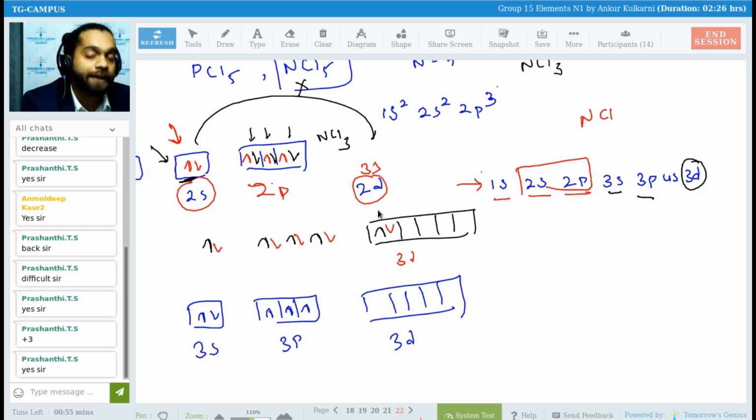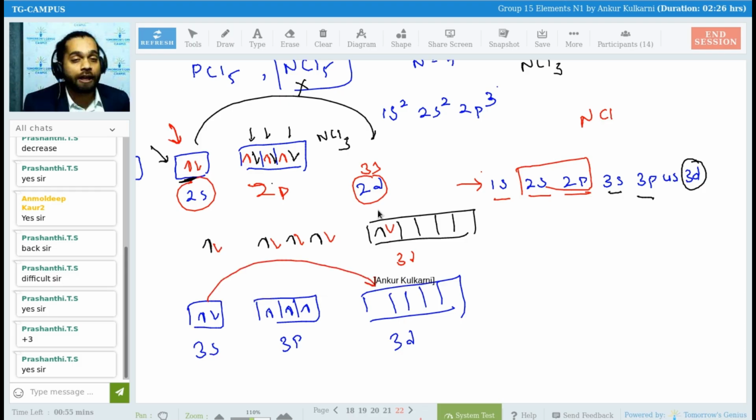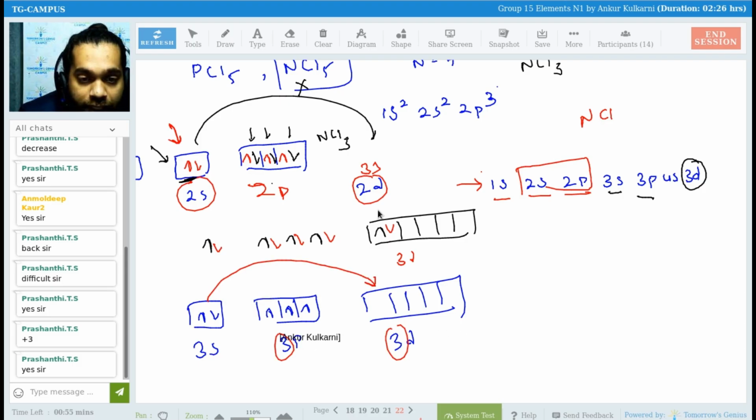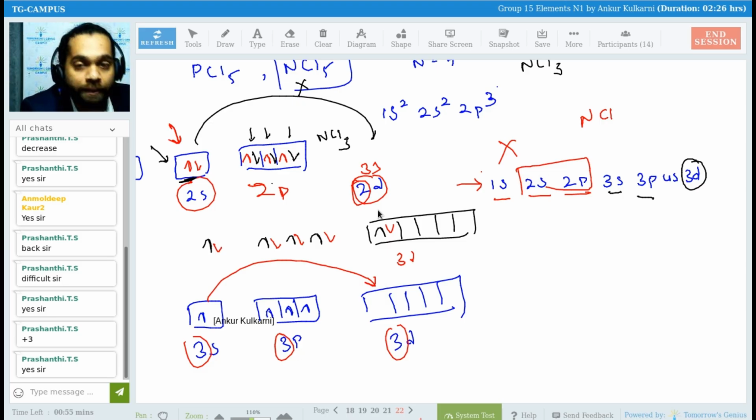Now over here, my 3s electron can jump into 3d because it has d orbitals at the same energy level, 3, 3, 3. But I do not have 2d; 2d does not exist. Correct? So if the electron jumps, what will happen? This electron will come over here.